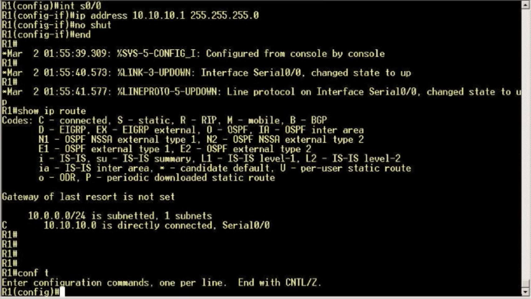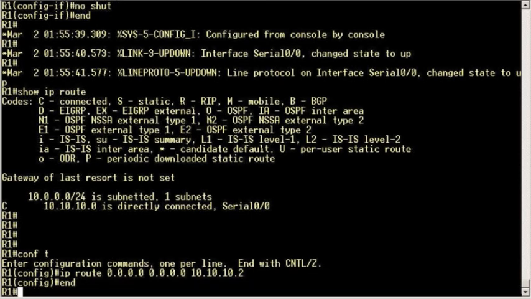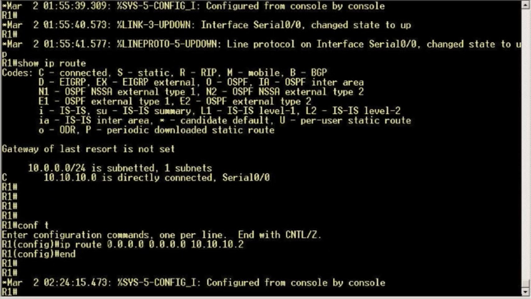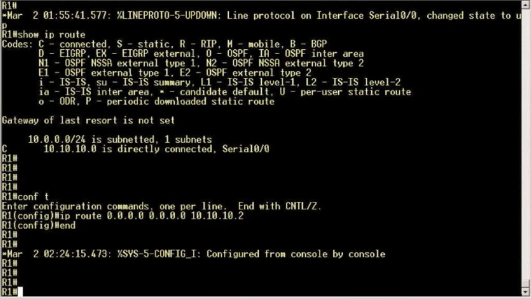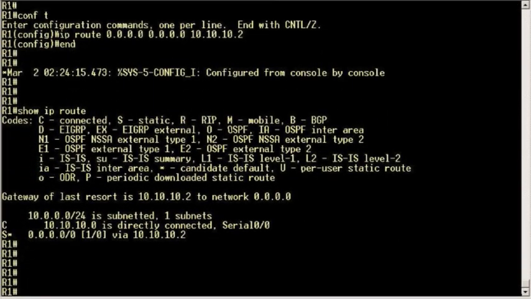Now, we're going to do a clever static route here called a default static route. You ready? We're going to say to get to anything, I don't care what it is, send your traffic to R2 at 10.10.10.2. This is called a default static route. This is so cool. I don't care what it is, send it to R2. Look at how this shows up in the routing table. It shows up with an asterisk.